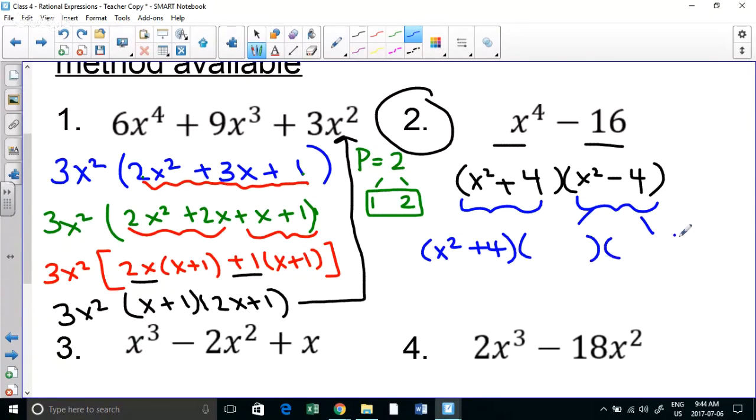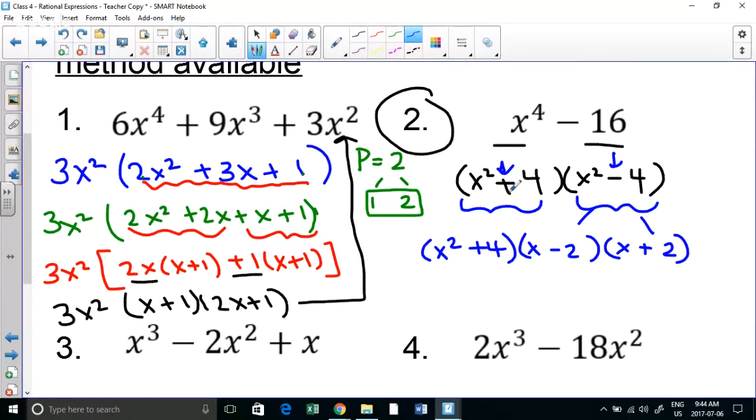Square root of the first, x. The second, 2. 1's plus, 1's minus. They love to do this. I do have a question. How come the first one wasn't, but the second one was a difference of squares? The squares, this has to be a minus. Okay. There's nothing you can do.